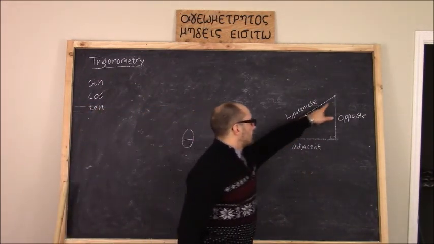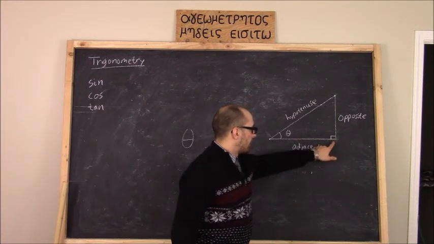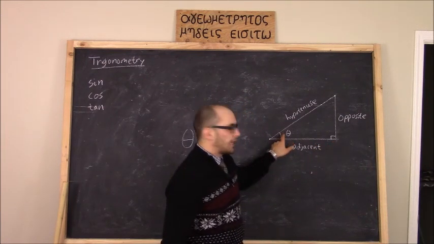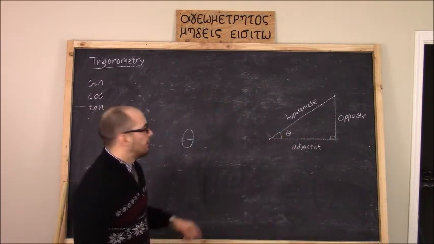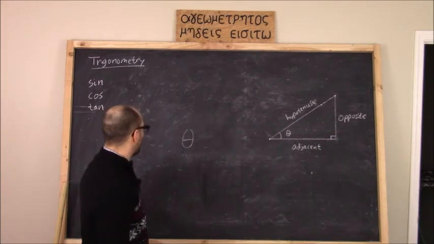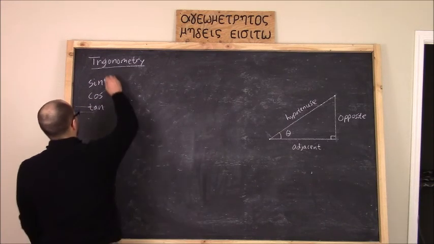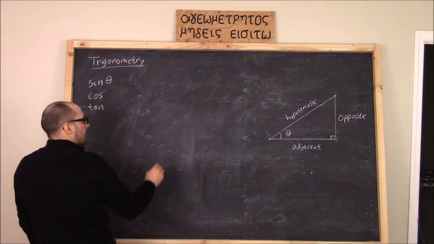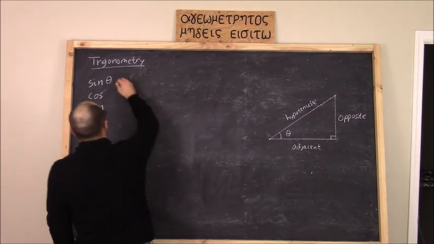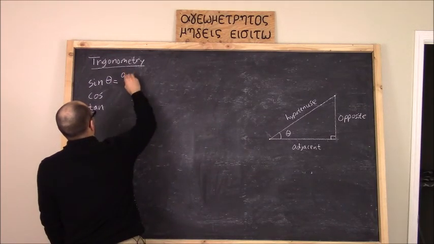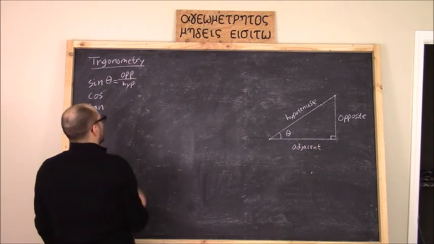Notice how this is a right triangle. The right angle here. This is angle theta. In this case, we don't know what that is just yet. So sine of theta, sine as a function of theta, is equal to the opposite side divided over the hypotenuse.